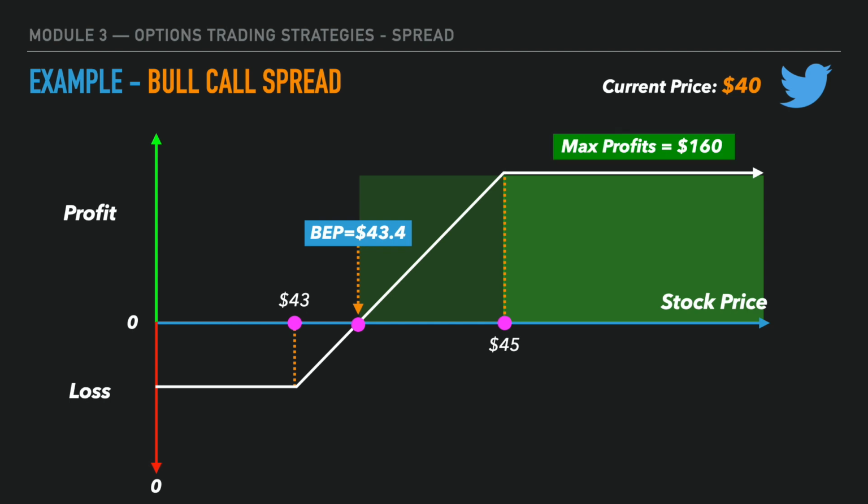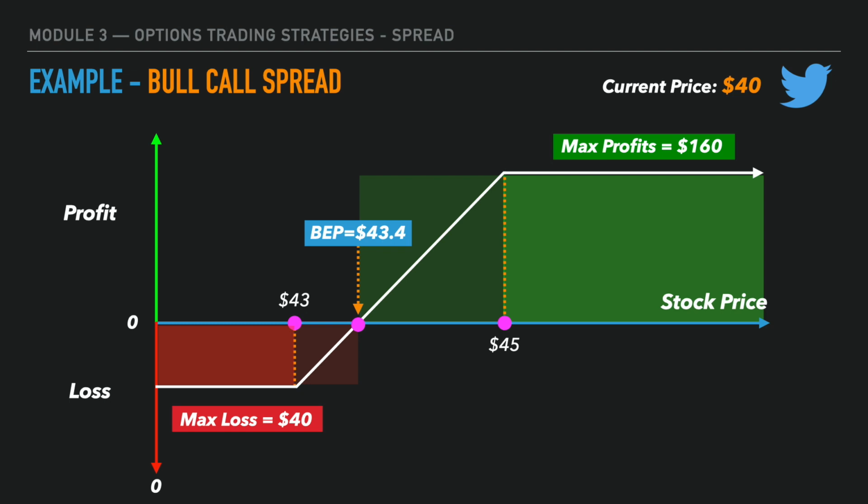On the other hand, if the price stays below $43.4, your trade will be in losses. And if it stays below $43 until the expiration date, your bull call spread will hit the maximum loss, which is $40. Of course, your best case scenario for this trade would be Twitter breaks out and stays above $45 after the earning announcement so that you can cash out $160 as a maximum profit.